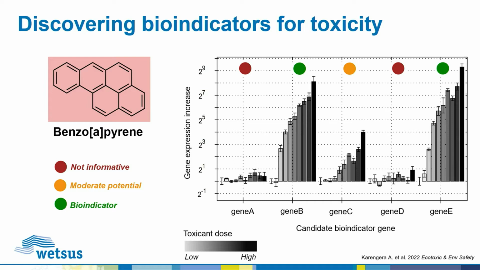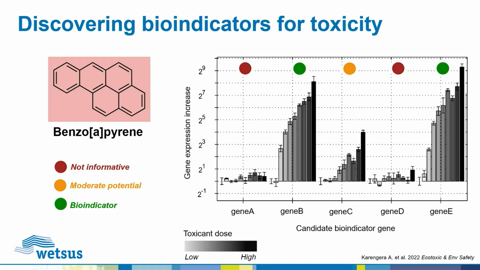And you see that, and the grayscale tells us something about the dose of toxicants that Antoine exposed these worms to. So what we can see here is that genes A and D didn't really respond to exposure to benzopyrene, whereas the green ones did respond very strongly. These genes are very nice indicators of exposure to benzopyrene in a dose-dependent manner. So the more you expose, the more the gene is expressed.